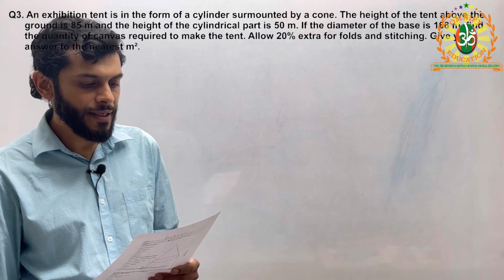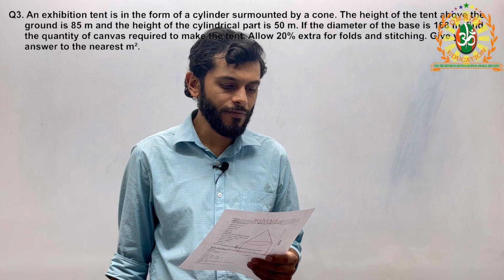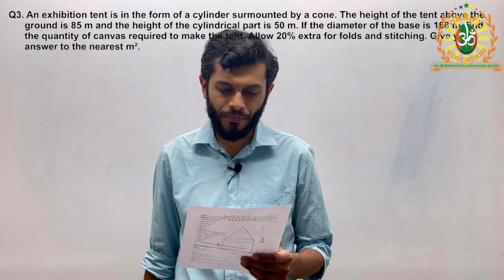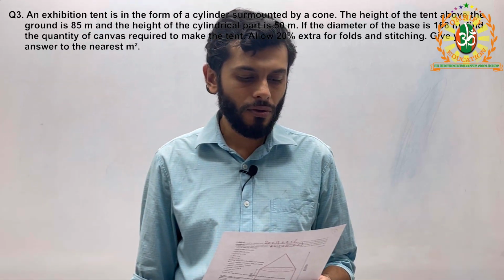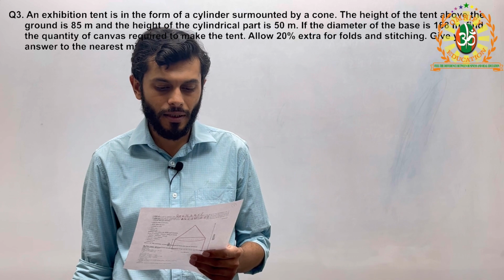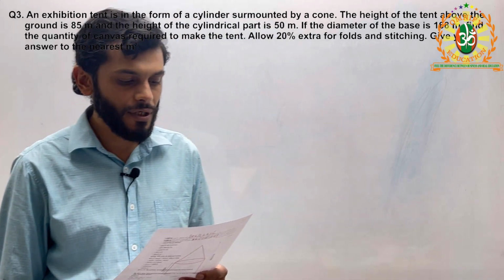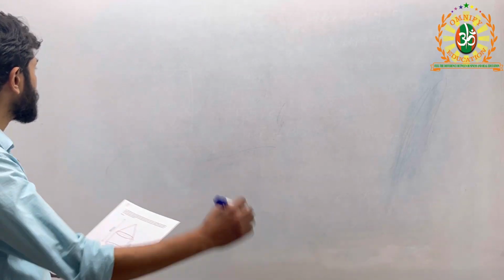An exhibition tent is in the form of a cylinder surmounted by a cone. The height of the tent above the ground is 85 meter and the height of the cylindrical part is 50 meter. If the diameter of the base is 168 meter, find the quantity of canvas required to make the tent. Allow 20% extra for folds and stitching. Give your answer to the nearest meter square. So first of all, we will draw a figure.